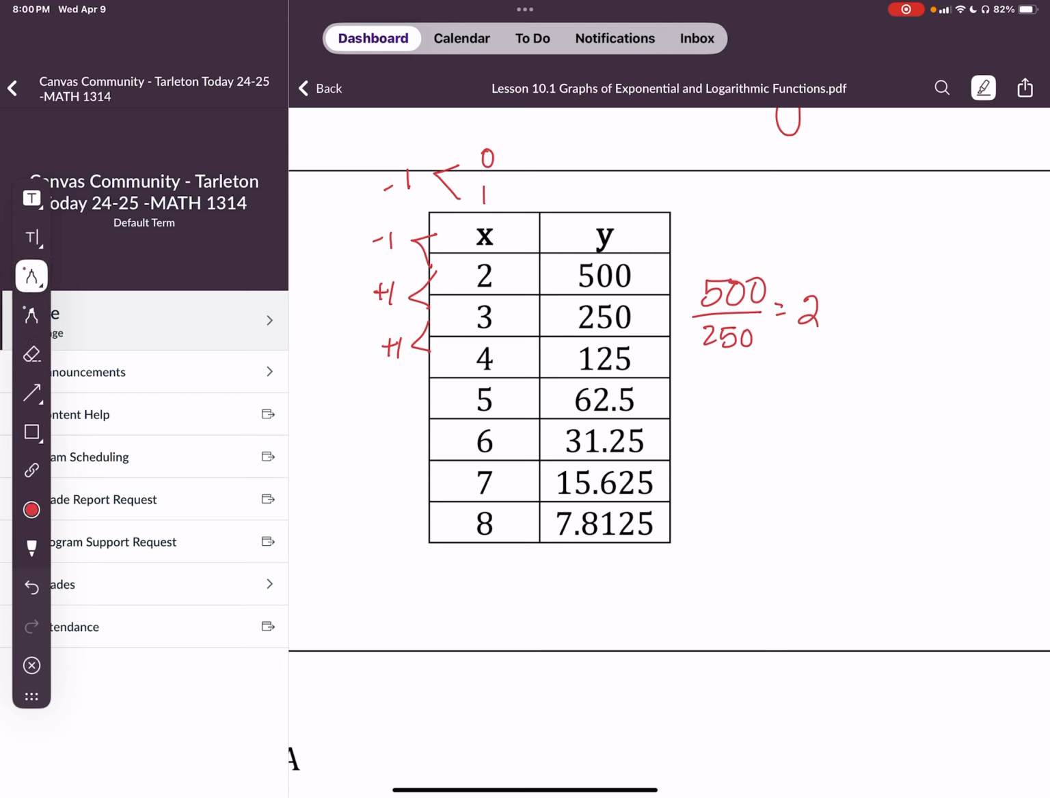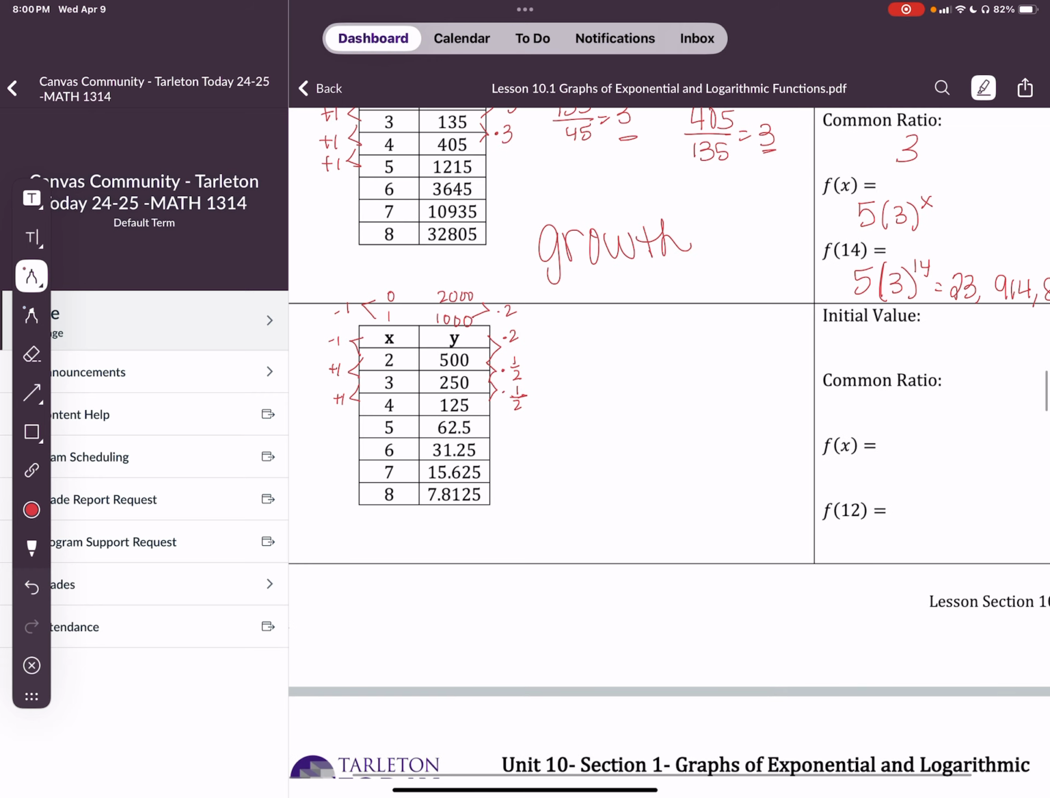I'm actually going to take 500 and divide it by 2, which is the same as multiplying by 1/2. 250 times 1/2 gives you 125. Going backwards to find my initial, instead of multiplying by 1/2, this time I'm going to multiply by 2. 500 times 2 is 1,000. 1,000 times 2 is 2,000. So I know my initial value is going to be 2,000.